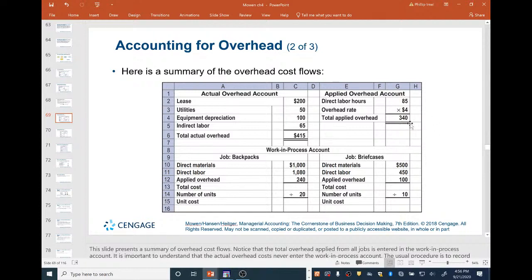Now, out of the $340, we just want to allocate it relatively between the two, the briefcases and the backpacks, based upon the number of hours worked for each one. I believe one was 60 hours, and the other one was 25, I believe. So based upon that, multiplied by the overhead rate will give us the 240 and the 100 in the work in process account. Everyone seeing that?